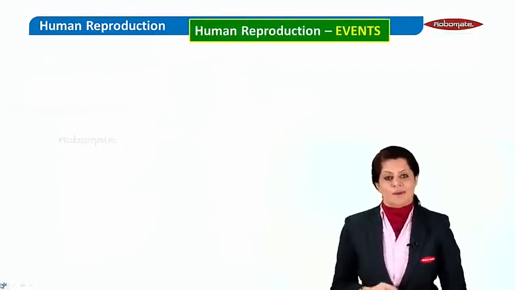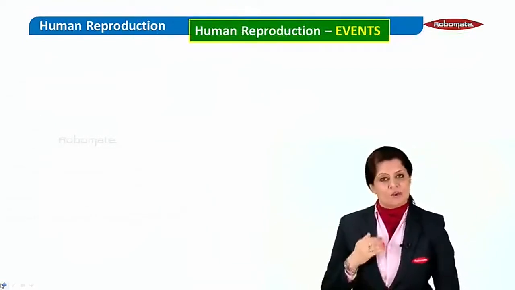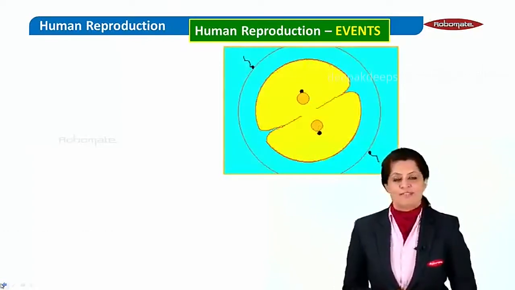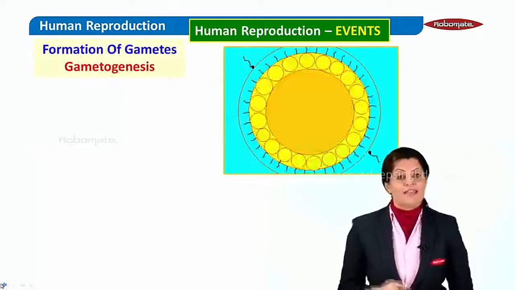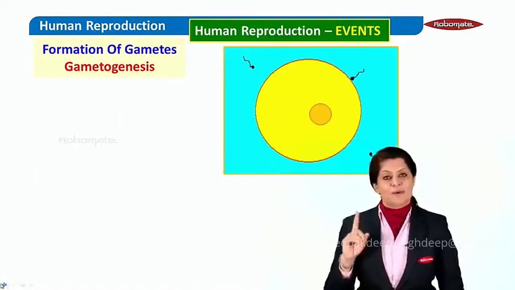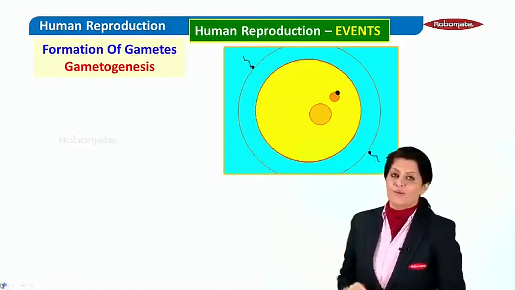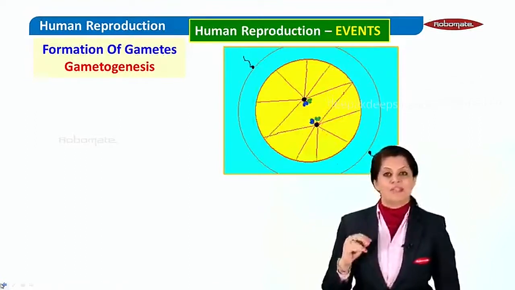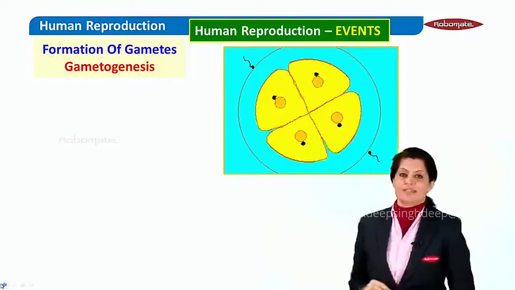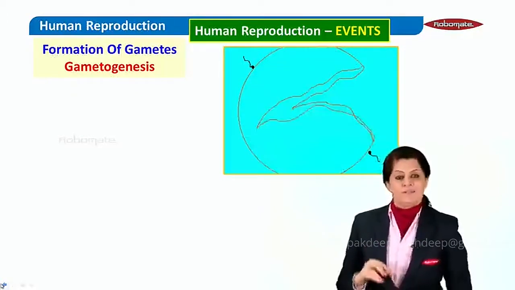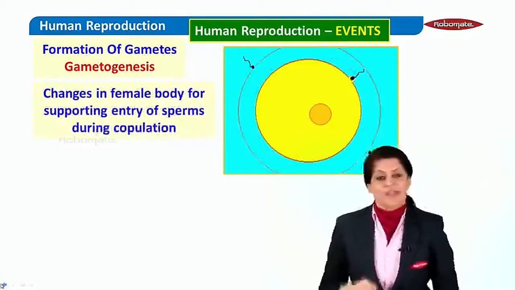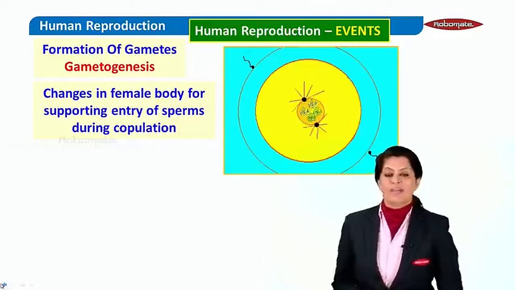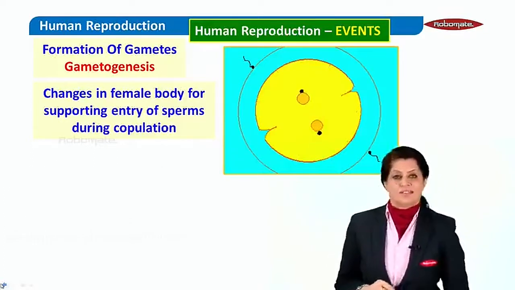Now, in human reproduction, certain events occur in a sequential manner. Now let's see what are those events we are talking about. Firstly, the gametes are formed. Sperms or ova or ovum, they are formed. So that's the process which we are talking about as gametogenesis. Gametogenesis occurs. Then after the sexual intercourse happens, students, there are changes in the female body which take place for supporting the entry of the sperms.